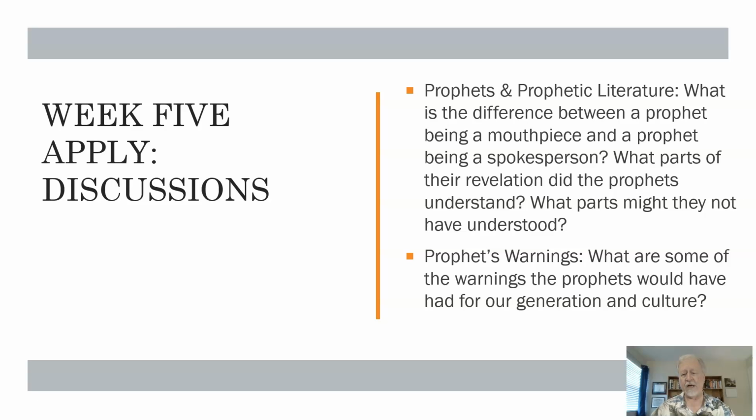Our week 5 graded assignments: first of all, we will once again have 2 discussion forums this week. The first one will be called Prophets and Prophetic Literature. And our discussion question is this: what is the difference between a prophet being a mouthpiece and a prophet being a spokesperson? What parts of their revelation did the prophets understand? What parts might they not have understood? Were they like in a trance? Or how did it work for them?